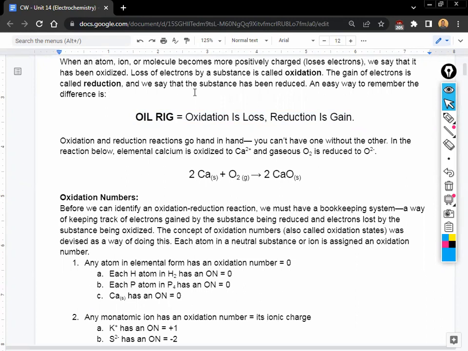There will for sure be oxidation reduction on the AP test, whether it has to do with solutions or whether it has to do with electrochemistry. So just make sure you guys remember what oxidation reduction is. Okay, so I'll give you guys a second to copy that down.